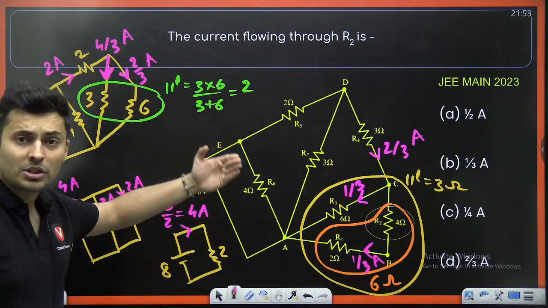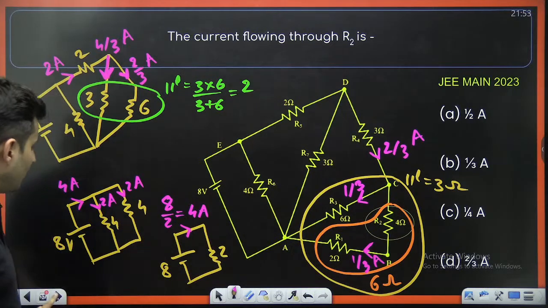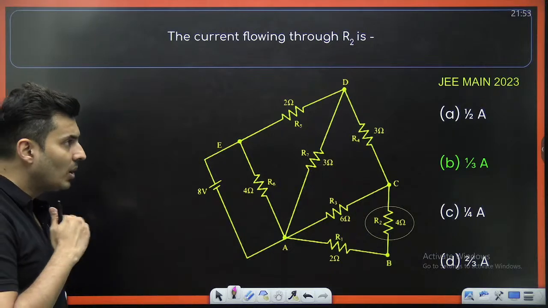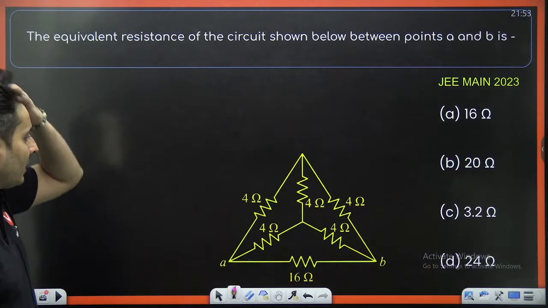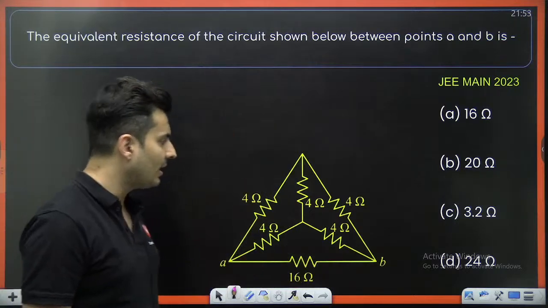So these are all the questions which are highly repeated, most important for your second attempt. If you especially want to boost your score, you have to go through these questions. Next one coming up on your screen, again finding equivalent resistance between points A and B.